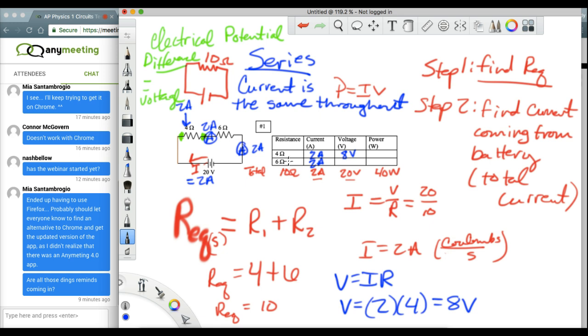I'm going to do the same thing for the next resistor, which is 6 ohms times 2 amps, is going to give me 12 volts. Now we can see that the 8 plus the 12 equals 20, so I can check that off. All my math works out there.